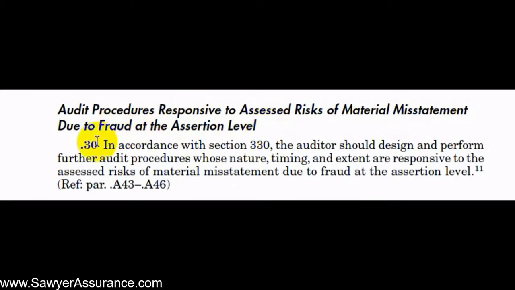So here at AUC section 240.30, it says that in accordance with section 330, the auditor should design and perform further audit procedures whose nature, timing, and extent are responsive to the assessed risk of material misstatement due to fraud at the assertion level. So that means that if in the prior sections and videos we determined that there's a risk of material misstatement due to fraud in a particular assertion, then we need to design and perform audit procedures to mitigate our risk in those particular assertions. So we have some explanatory material here in section A43 through A46. So let's go down there and see some more details of how we can accomplish this requirement.